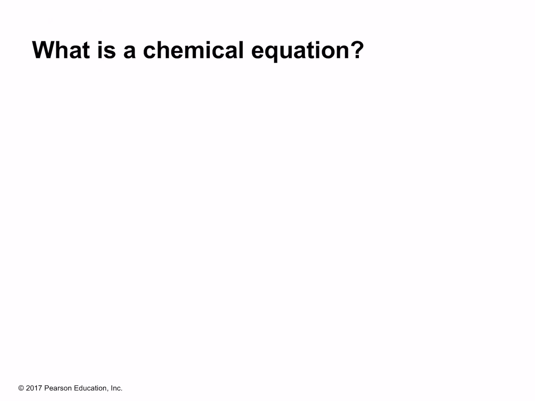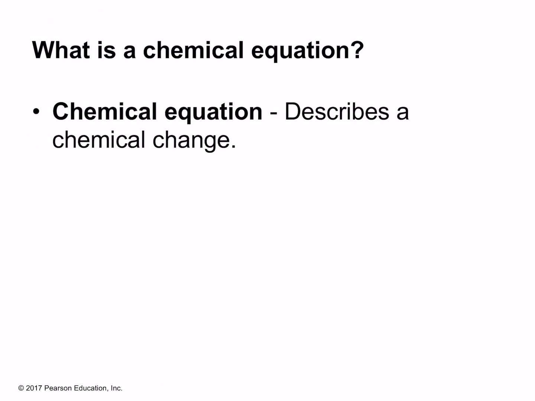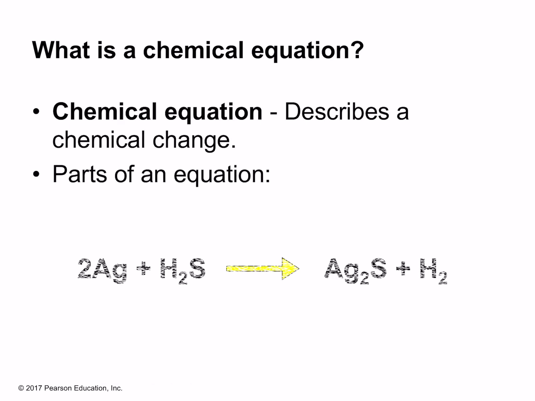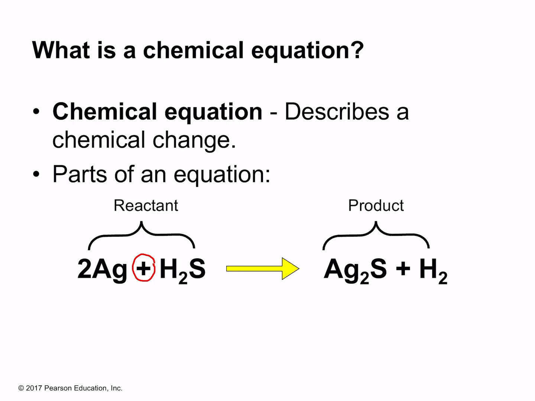So what is a chemical equation? A chemical equation describes a chemical change of some kind. We have some parts of an equation here. The stuff on the left-hand side are our reactants, which is what's doing the reacting. Since we have more than one, we put a plus sign in between them. Then we've got our products over here on the right. Again, there are two of them being made, so we put a plus sign in between. And this arrow in the middle shows that they are reacting. This is the direction of the reaction.